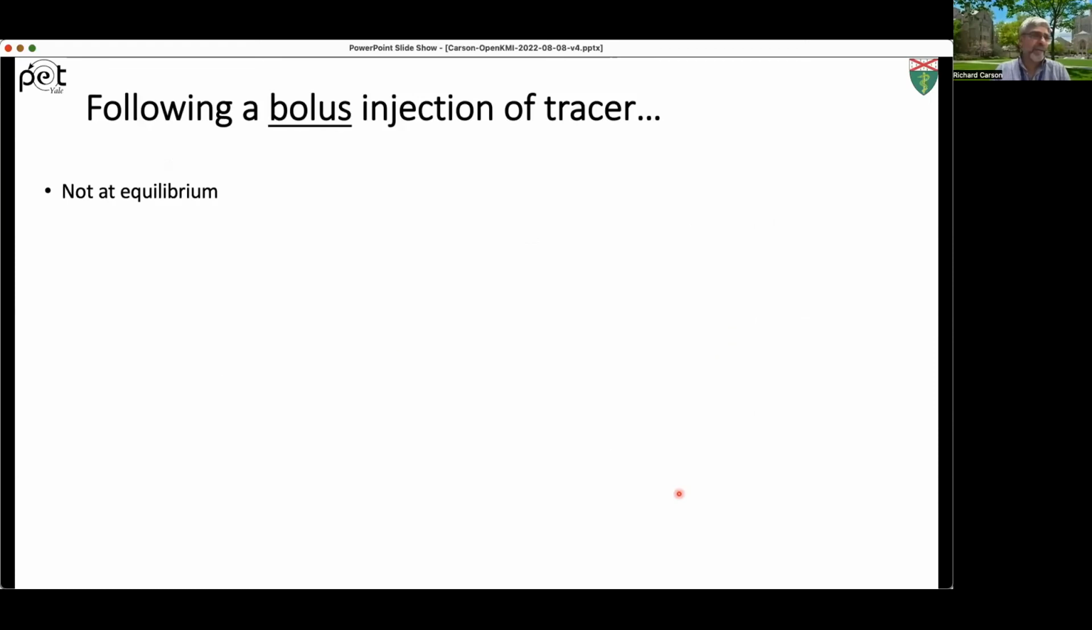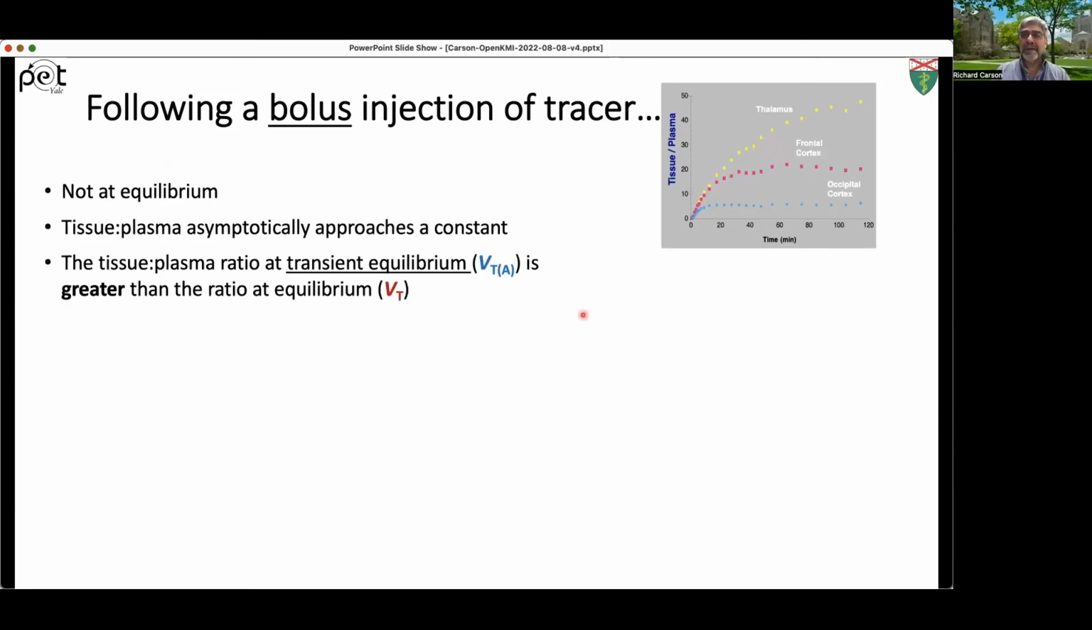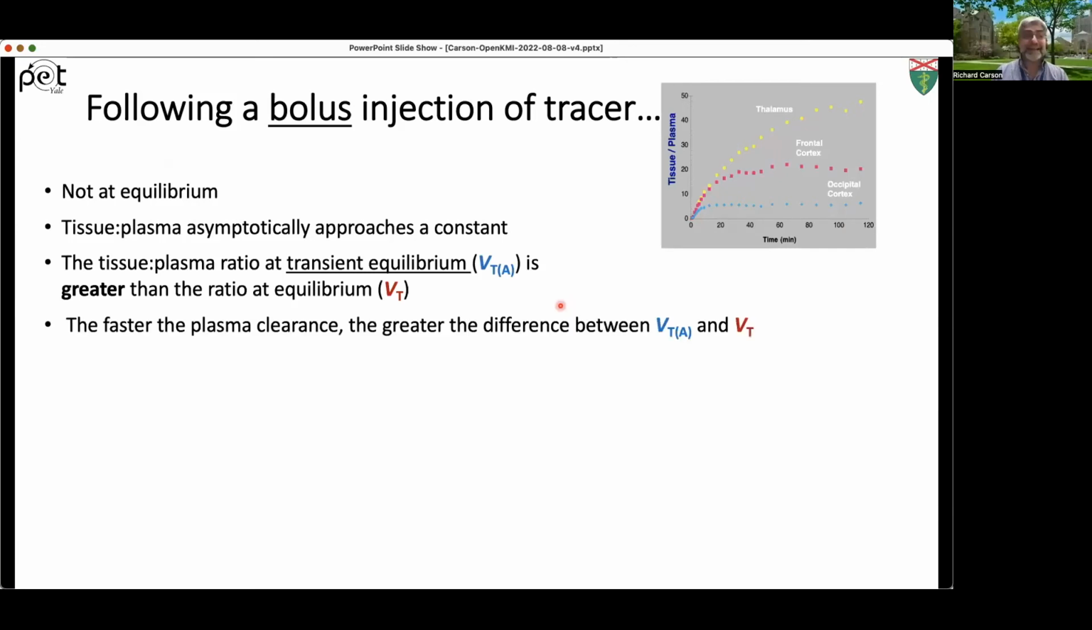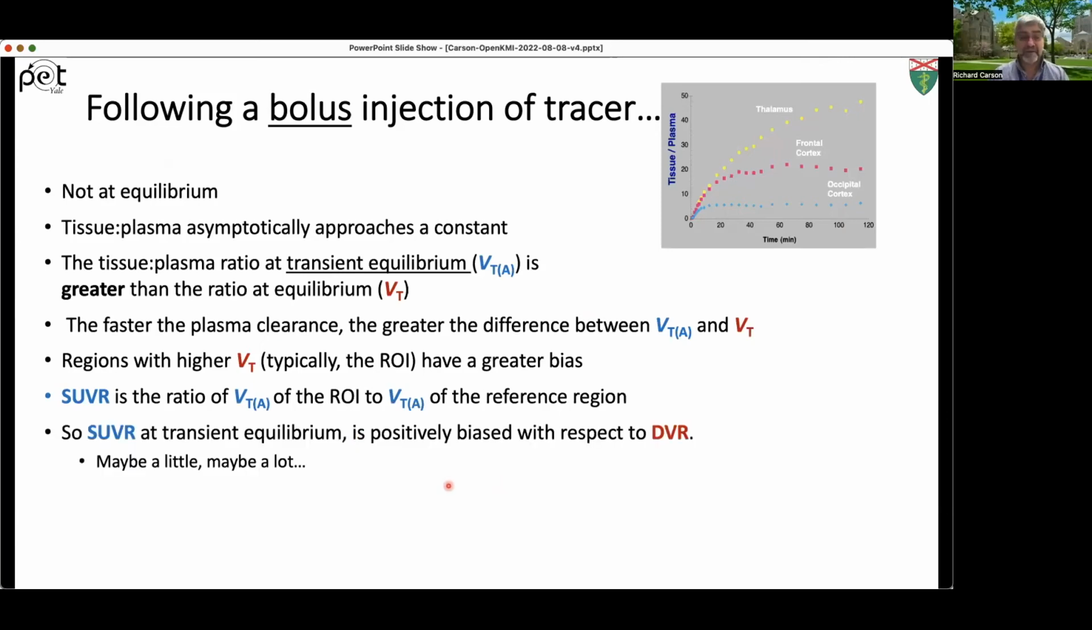Well, if we give a bolus injection, we're not at equilibrium. In fact, if we calculate that tissue to plasma ratio, we'll eventually get to some constant, but it won't be the right answer because we're not at true equilibrium. The blood is clearing. And as it turns out, the bigger the plasma clearance, the bigger the effect we have. And if we have a lot of target protein, the bias gets bigger. We just saw that in that simple example that I showed. When we calculate the ratio, that's overestimating too, if we got all the way out to that period of transient equilibrium where things get flat.